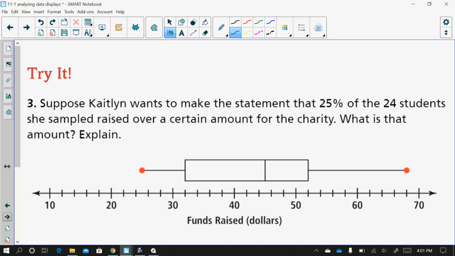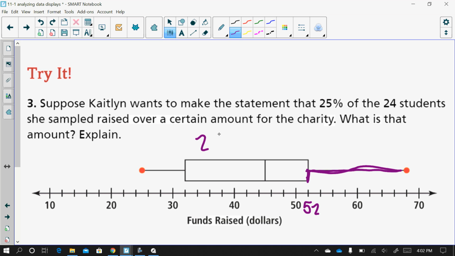So let's try another one. Suppose she wants to make the statement that 25% of these students she sampled raised over a certain amount for the charity. What would be that amount? Again, remember, each section is 25% of the data. So she wants to know that 25% raised over a certain amount. I would look at this part of the graph. This part comes down here at 52.